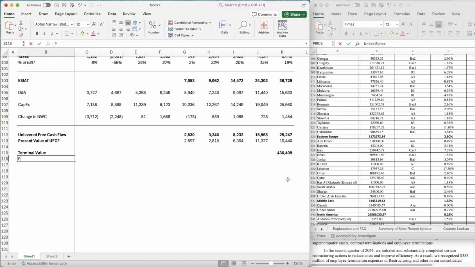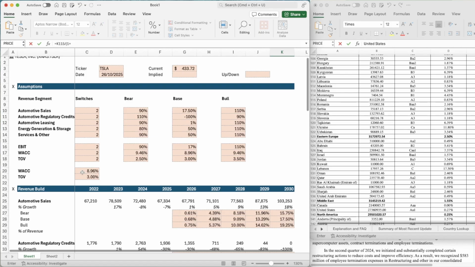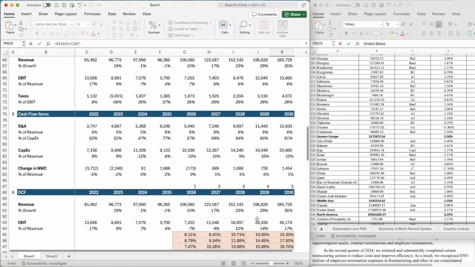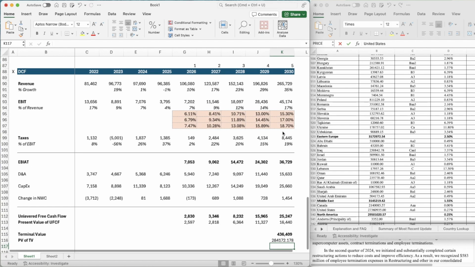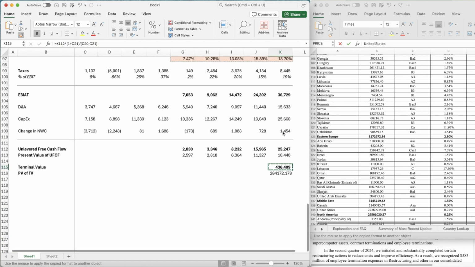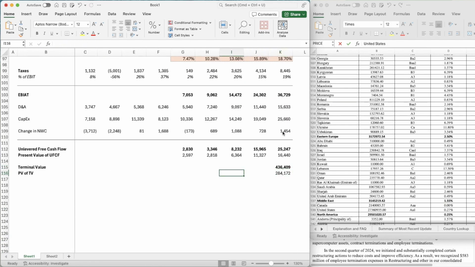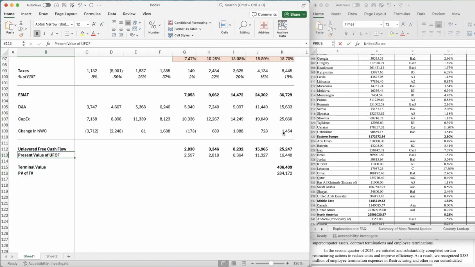We want the present value of this now. So the PV of the terminal value, PV of TV, equals, you take the terminal value divided by 1 plus the WACC to the power of the final year. These ones don't actually have to be in bold. It's differentiated a bit. So now we have the present value of the terminal value and the present value of the unlevered free cash flow. We can calculate the enterprise value.